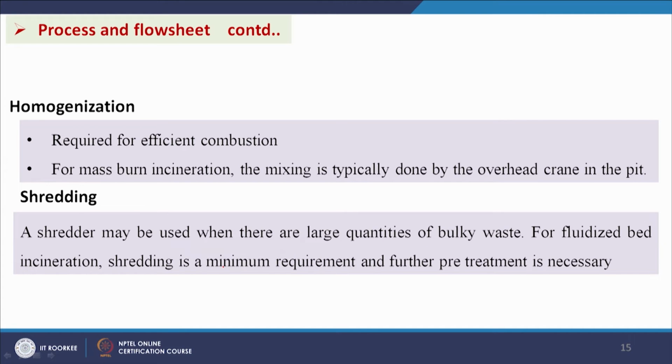And homogenization, this is required for efficient combustion. For mass burn incineration, the mixing is typically done by an overhead crane in the pit. And shredding: a shredder may be used when there are large quantities of bulky waste. For fluidized bed incineration, shredding is a minimum requirement and further pretreatment is necessary.